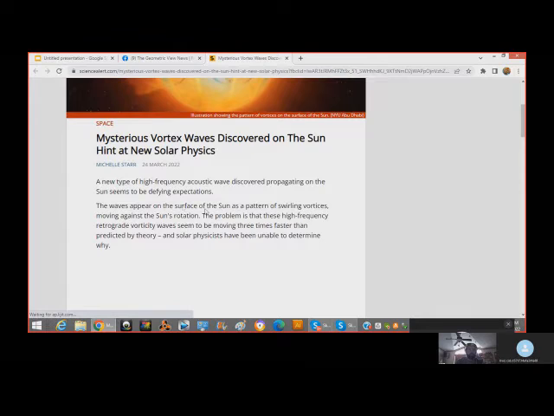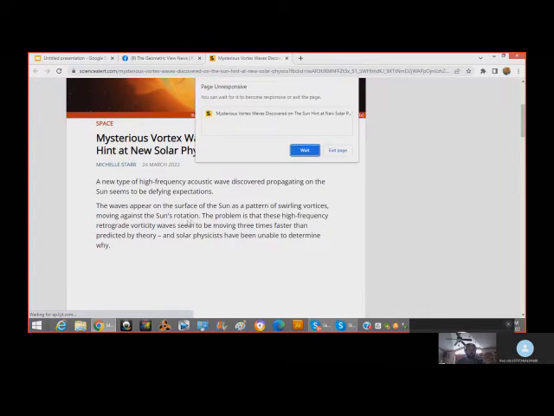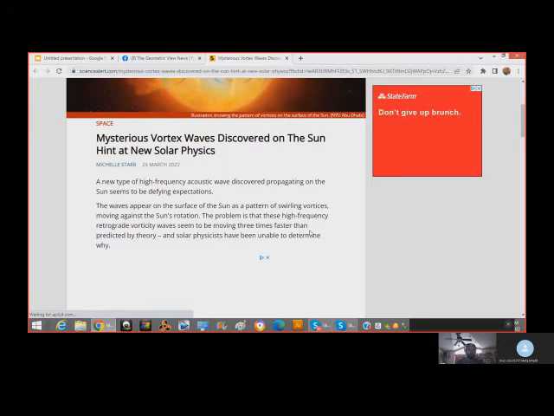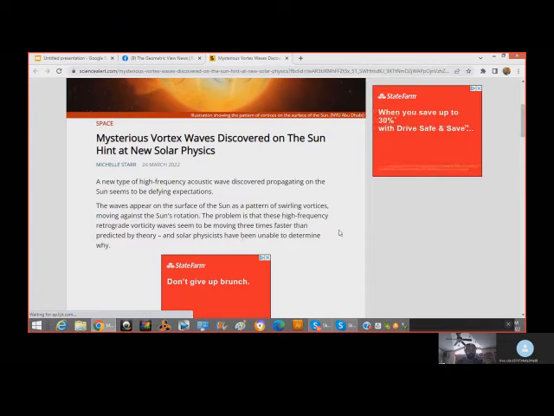The waves appear on the surface of the sun as a pattern of swirling vortices, moving against the sun's rotation, counter-rotation. The problem is that these high-frequency retrograde velocity waves seem to be moving 3 times faster than predicted by theory, and solar physicists have been unable to determine why.